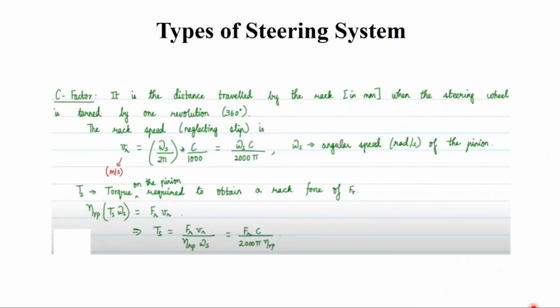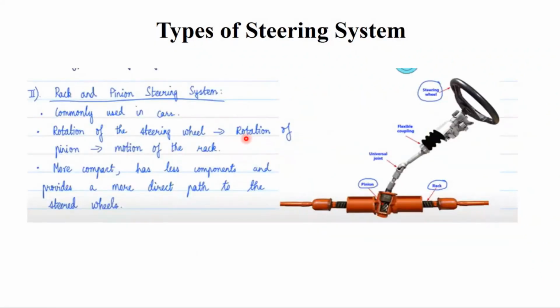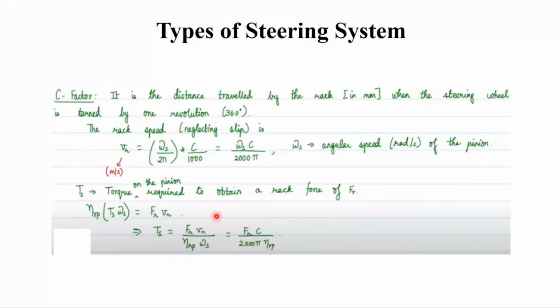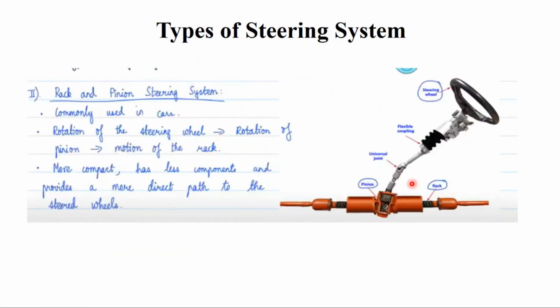There is a factor called the C factor. The commonly used steering system is the rack and pinion steering system. So we have the factor called C factor. What is that C factor all about? It is the distance which is traveled by the rack in mm. You see here, this is the rack, right? It is nothing but the distance which is traveled by the rack in mm.